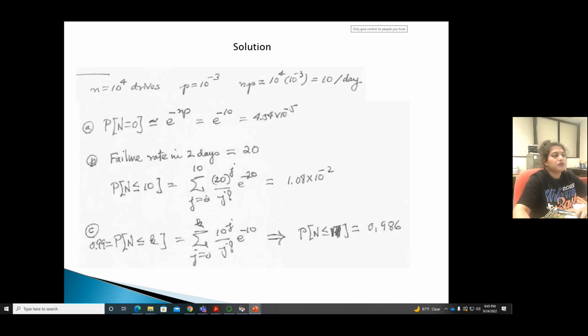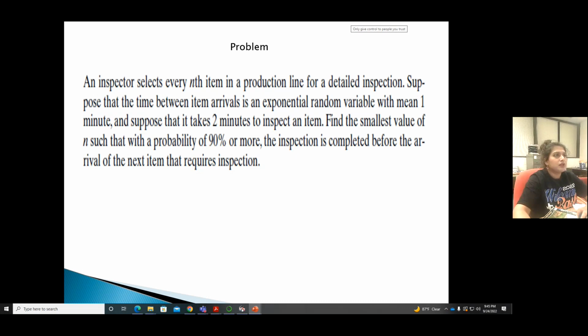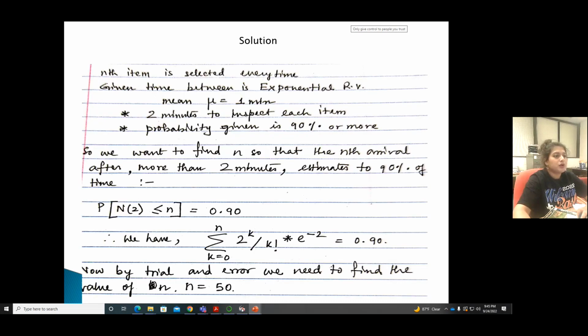This problem I was discussing in the class, where some of you asked whether we can substitute it with one day rate and then add another day rate. You could do it, but the values might not end up correct. Now, this is an inspector problem. This is also an exponential problem.